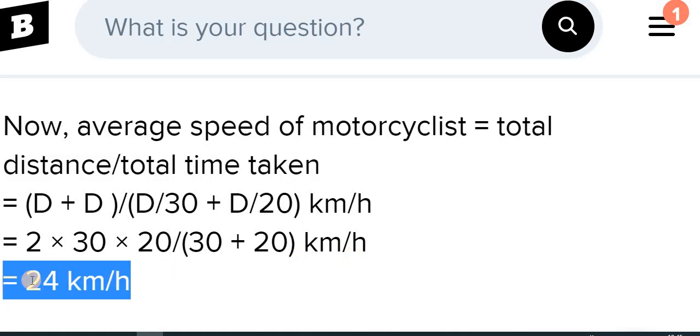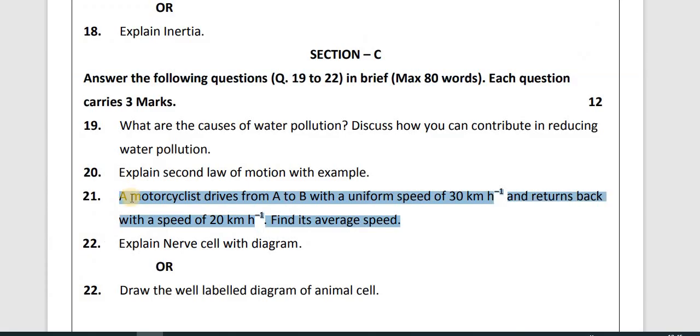So the answer is 24 kilometers per hour. The average speed of the motorcyclist is 24 kilometers per hour. Now let's see the next question.